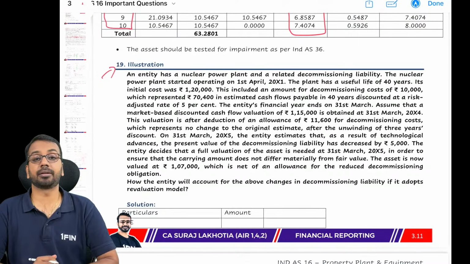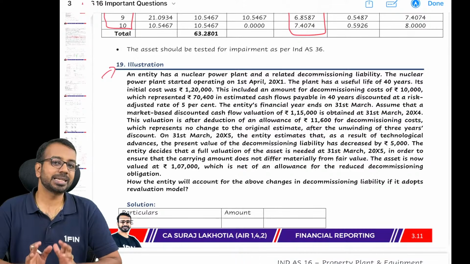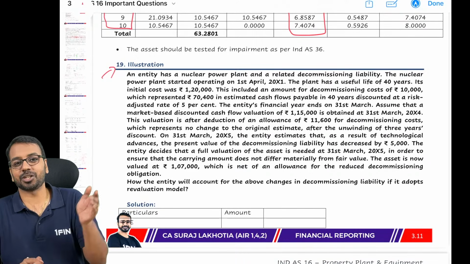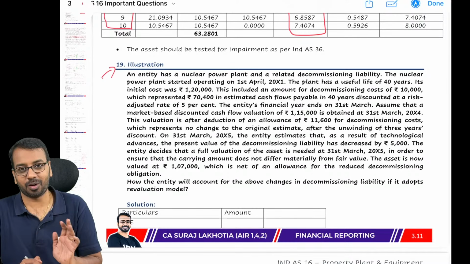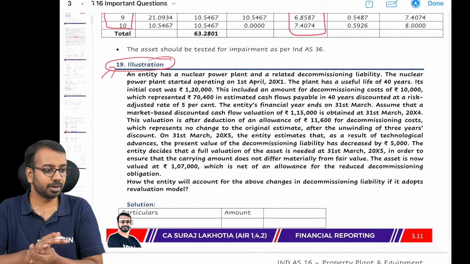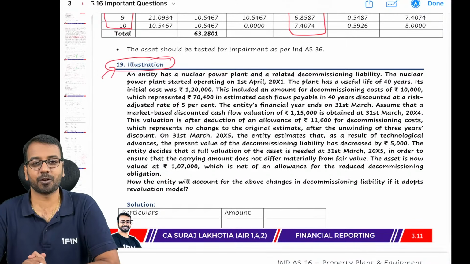This is again a very interesting question, and surprisingly ICAI has not been testing these types of questions recently. They are giving simple questions on calculating the depreciation, calculating the impairment and all of that. But changes in decommissioning liability, if at all it comes, can actually be a make or break for a lot of students.